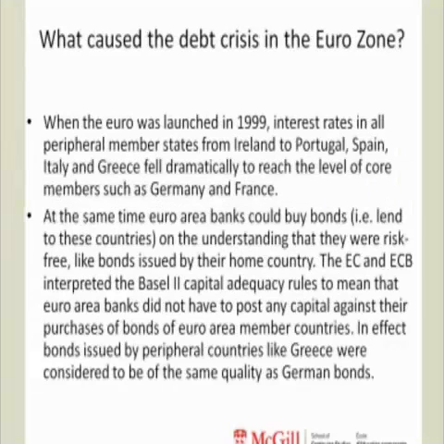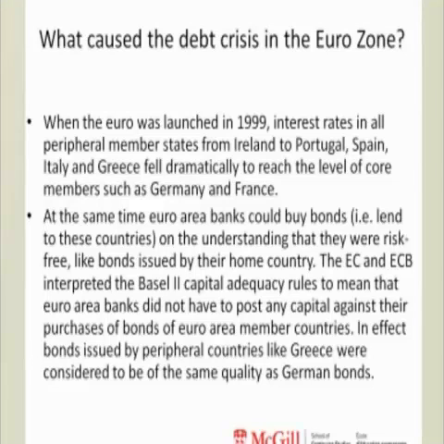When the euro was launched in 1999, interest rates in all peripheral member countries, from Ireland to Portugal, Spain, Italy, and Greece, fell dramatically. And they fell to reach the low levels of interest rates in Germany and France.